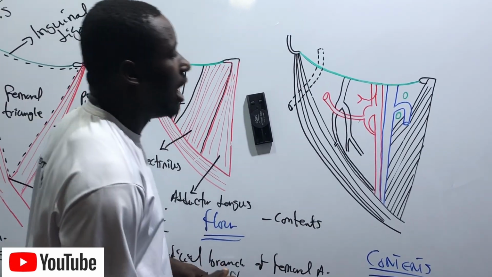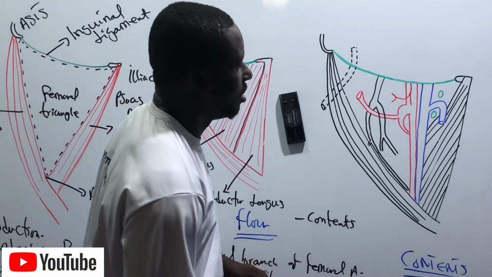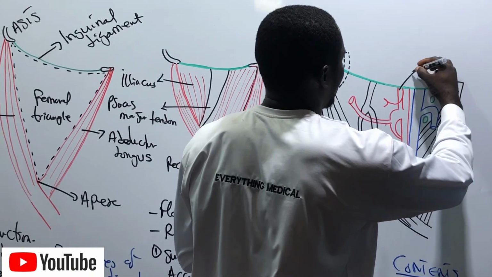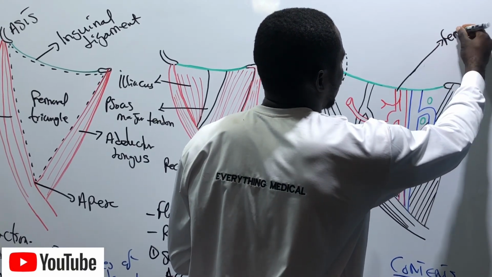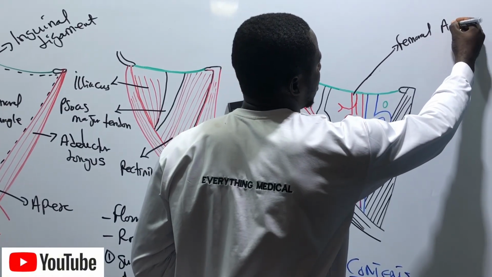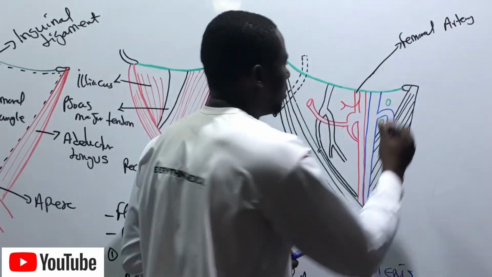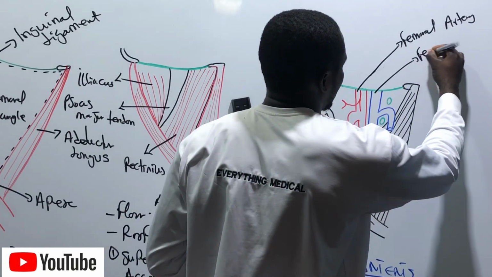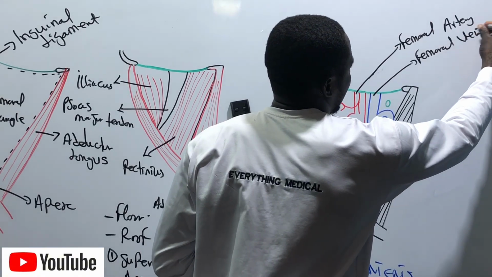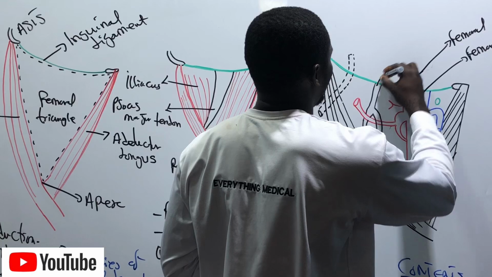For the contents, the first is the femoral artery and its branches. Here is the femoral artery and its branches. The next is the femoral vein and its tributaries. Here we have the femoral nerve.